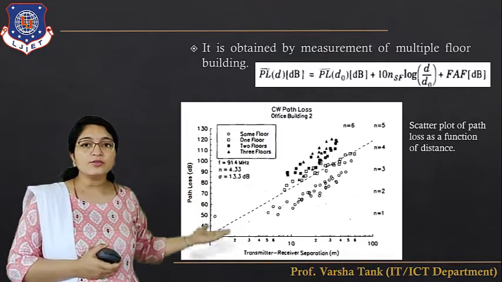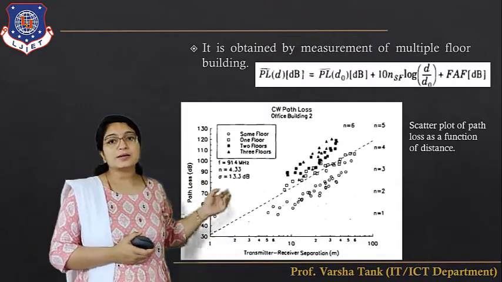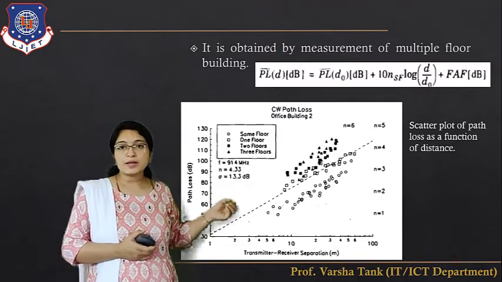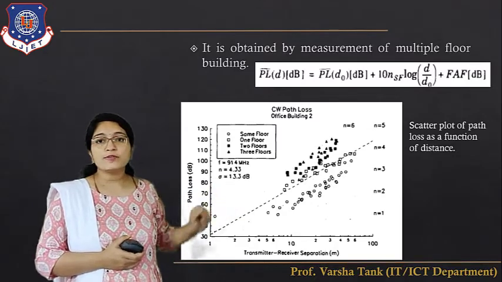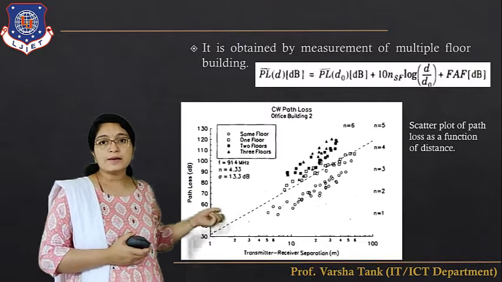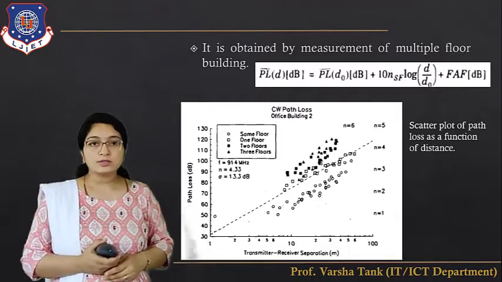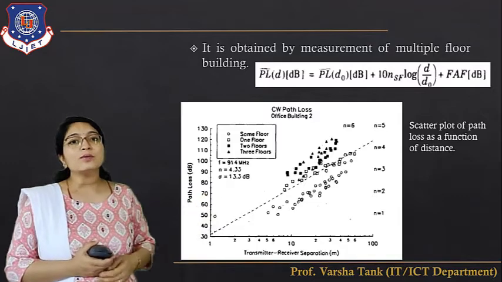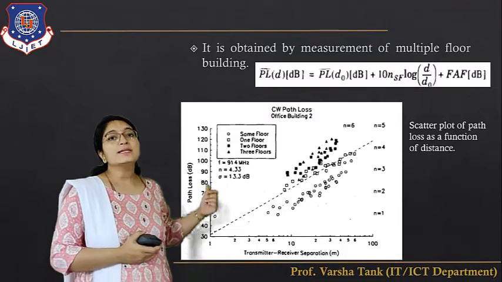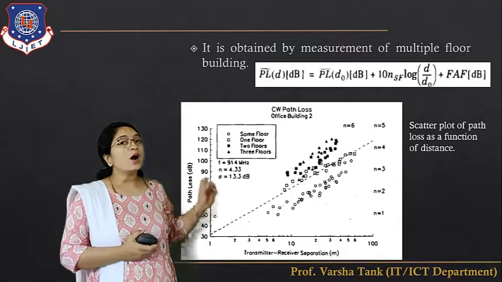Here you can see that at the different floors the path loss is scattered. On the same floor a different path loss is there. On the first floor a different path loss is there, on the 2nd floor and on the 3rd floor a different path loss is there. So here you can see the scatter plot of the path loss as a function of the distance. And how can we calculate it?